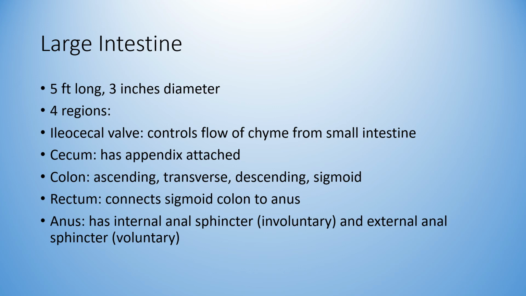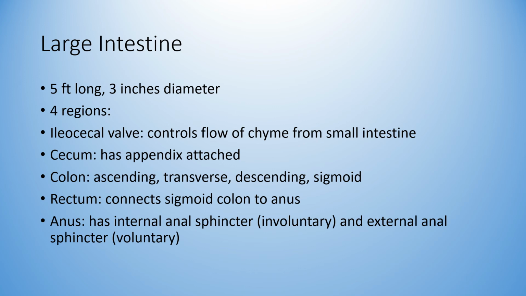There are 4 regions of the large intestines. The large intestines begins at the ileocecal valve that controls the flow of the chyme from the small intestines, from the ileum portion of it, into the cecum. Cecum is that very first part of the large intestines. The cecum has the appendix attached to it.